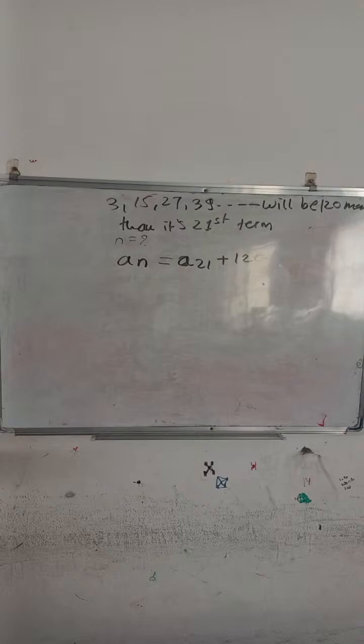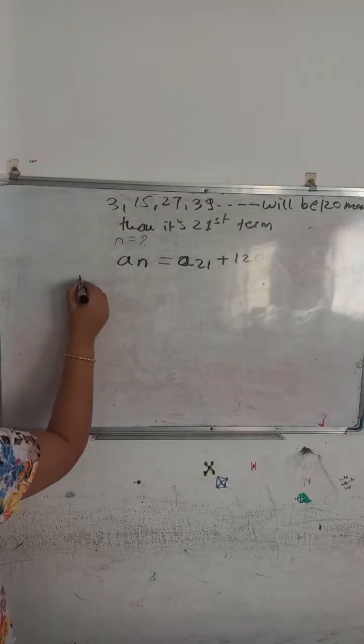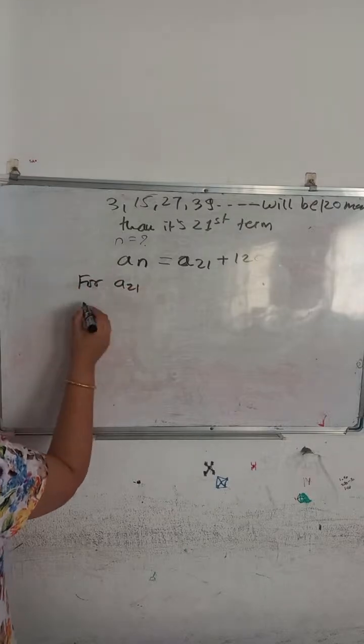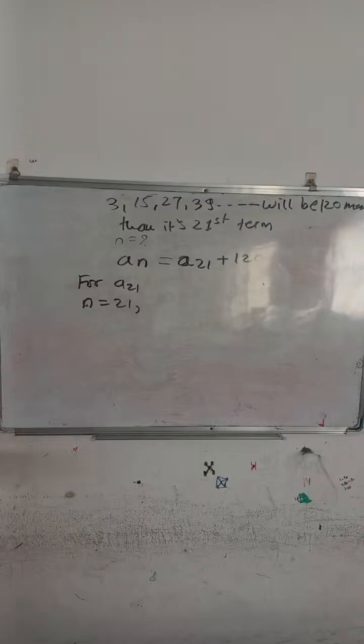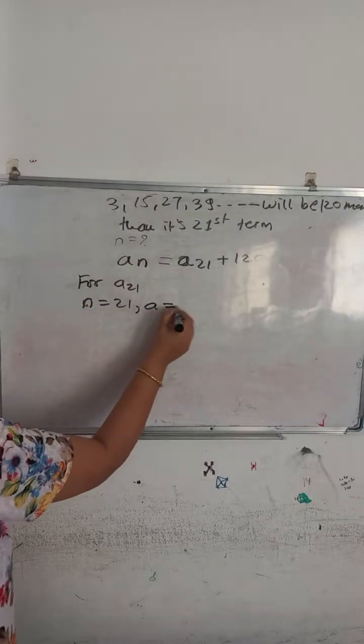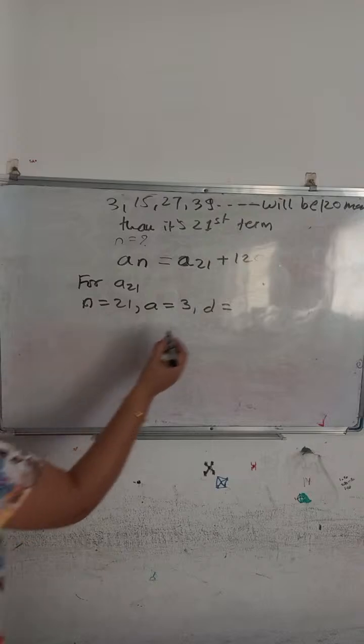So how can we calculate now? We don't know the nth term, but the 21st term we can calculate. The 21st term means n is equal to 21. Here a is 3, and the common difference is 15 minus 3, that is 12. So we got this much.